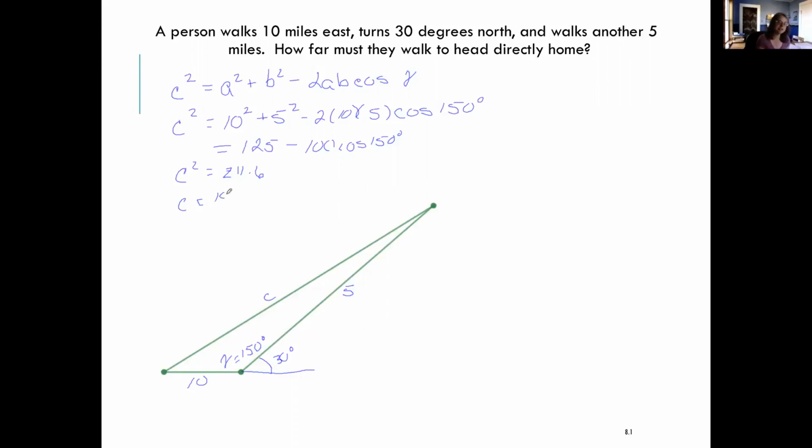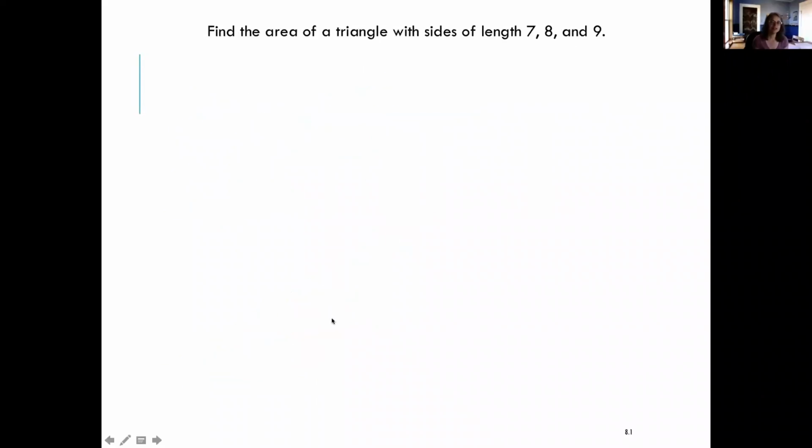Do a quick check to see if I think that makes sense. And yeah, I think it does. The straight line distance between any 2 points should be shorter than the distance it took to get there through 2 legs. So yeah. Okay, not too hard. We can also use a combination of the law of cosines and sines to help us find the area of a triangle where we only know the side lengths. So let's talk about this.